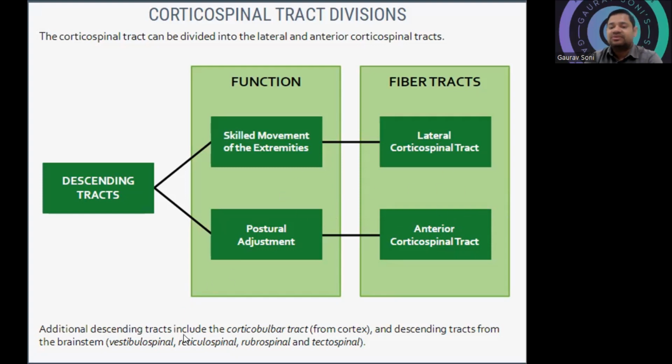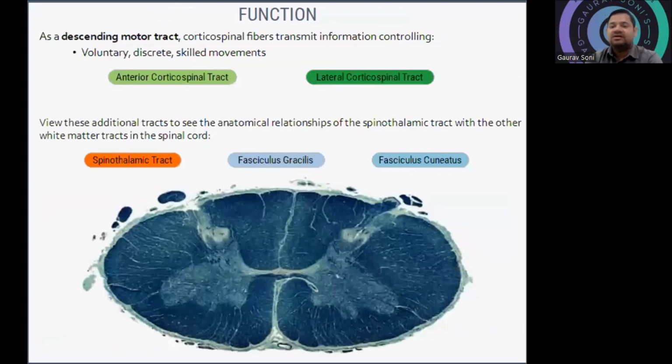So here two basic divisions are there, but there are more tracts, especially from the brainstem, like vestibulospinal. These are the names of nuclei which are present in the brainstem. We'll talk about these in the next lecture. So on the functional basis, we have seen there will be two types. The descending motor tract, corticospinal fibers, transmit information controlling voluntary, discrete, and skilled movements.